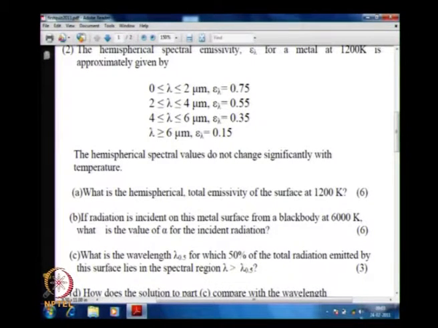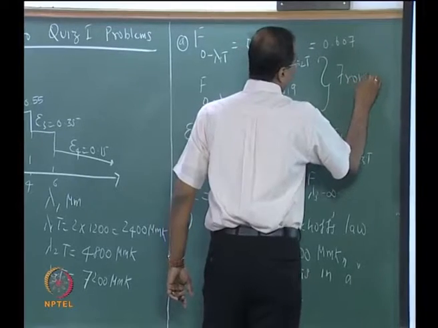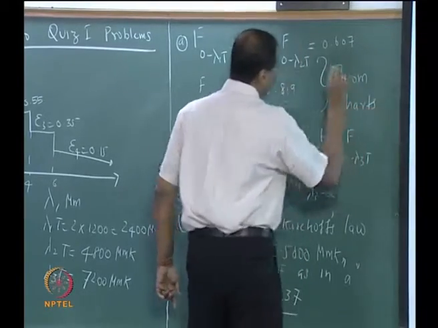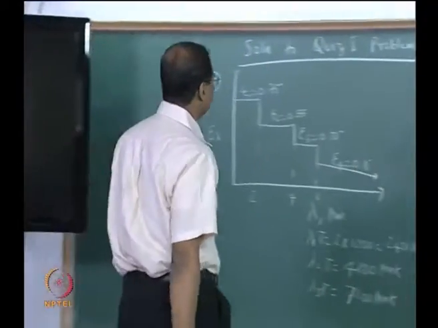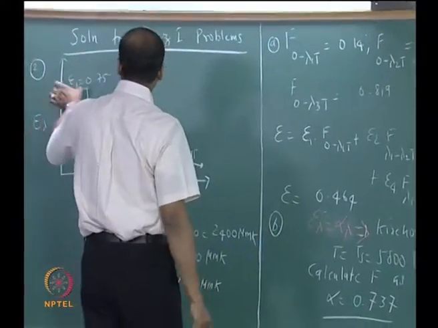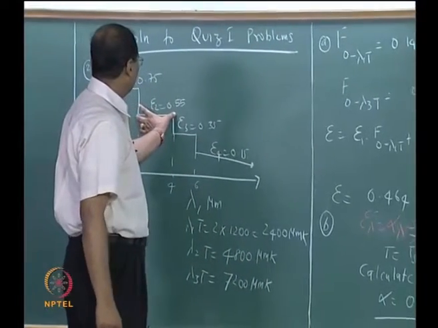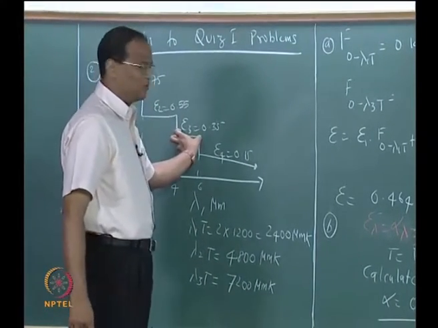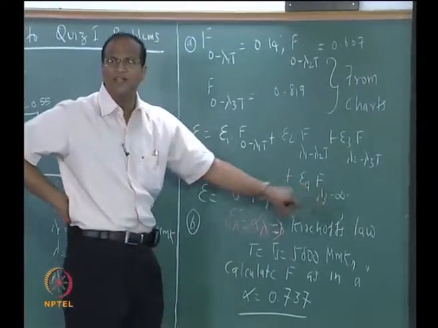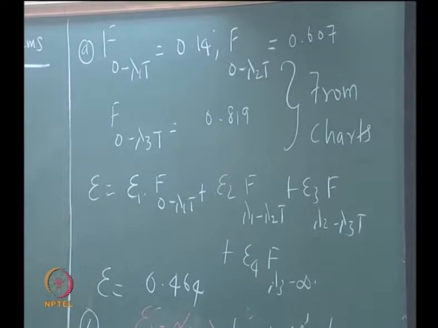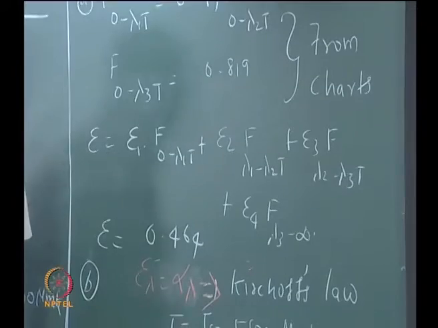So now from the F function charts, from the charts you calculate the F values, and then you have the formula. So epsilon is epsilon 1 into F of 0 to lambda 1 plus epsilon 2 F of lambda 1 to lambda 2, epsilon 3 lambda 2 to lambda 3, and this goes up to infinity. So this is lambda 3 to infinity, which means 1 minus F of lambda 3 T. That F of lambda 3 T, all that we have found out, this is 1 minus 0.819. If you add all that, you will get emissivity equal to 0.464.